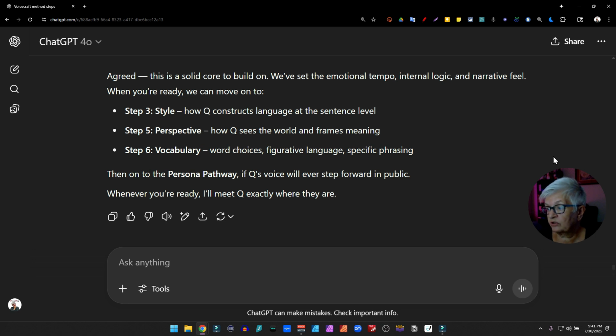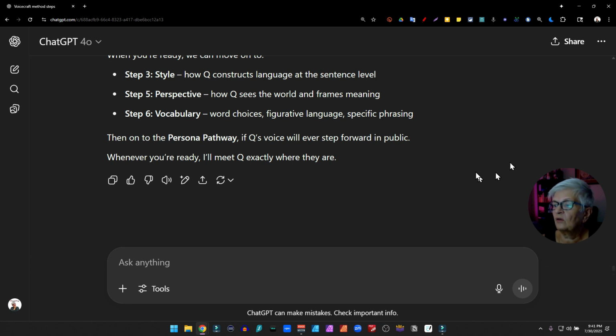We've set emotional tempo, internal logic, and narrative feel. When you're ready, we can move on to step 3, style, step 5, perspective, and step 6, vocabulary. Then on the persona pathway, if Q's voice will ever step forward in public. Whenever you're ready, I'll meet Q exactly where they are.